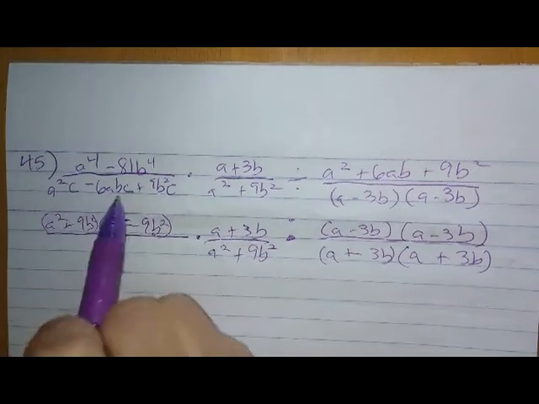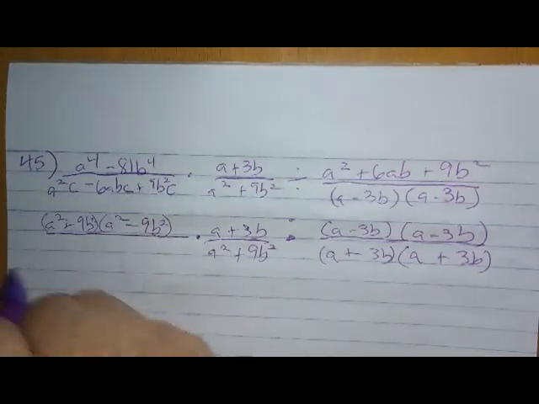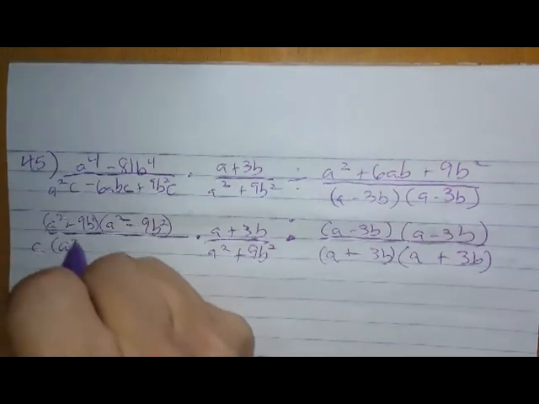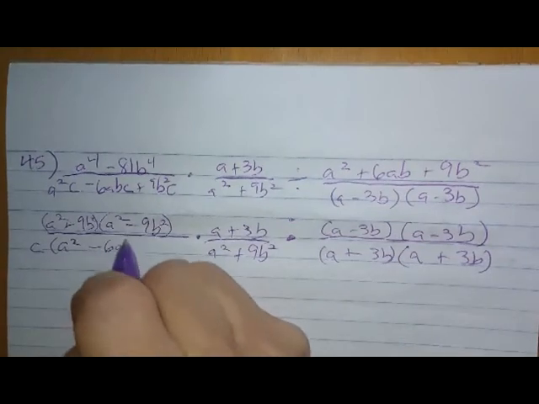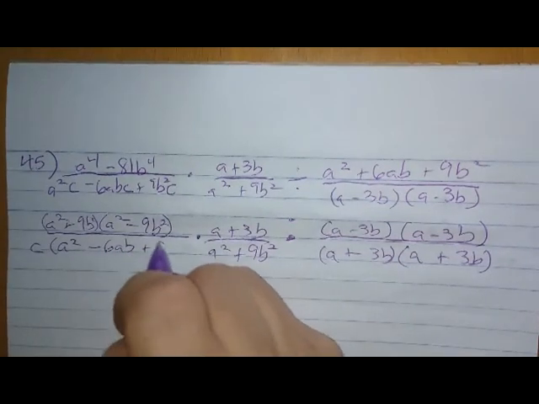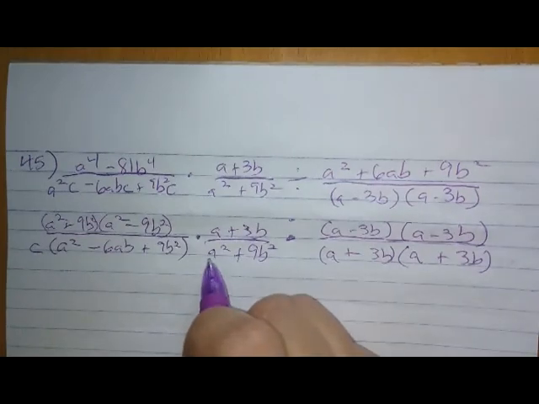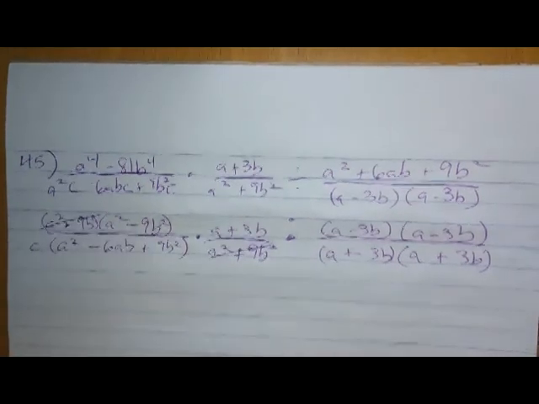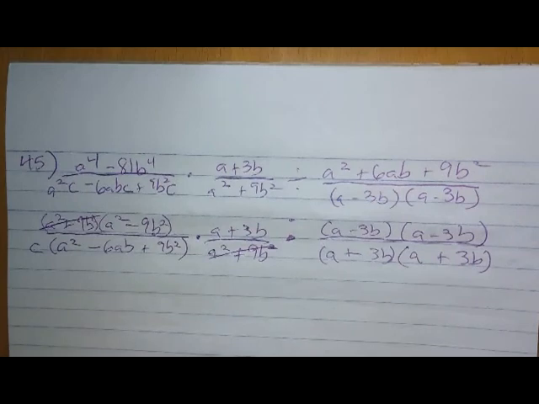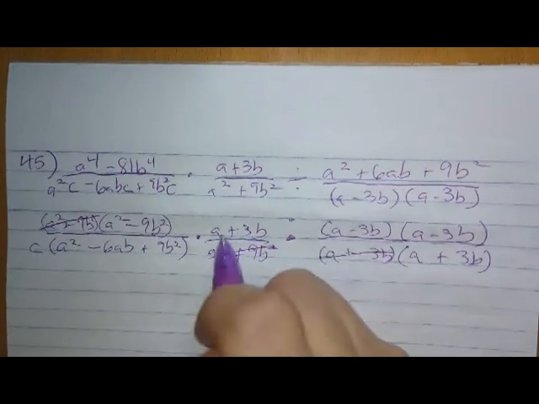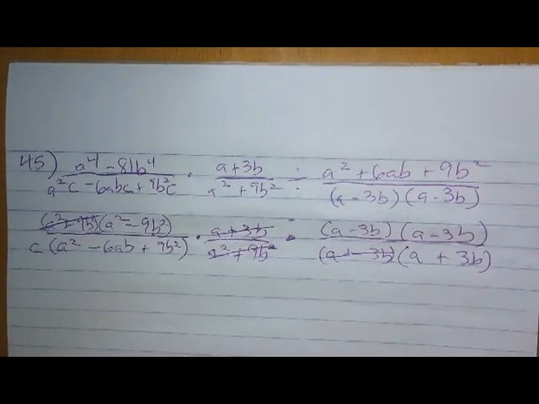On the bottom, they have a c in common. a squared minus 6ab plus 9b squared. Okay, let's simplify this a bit. a squared plus 9b squared will cancel. a plus 3b will cancel. Oh, I don't see anything else. Okay, so far so good.